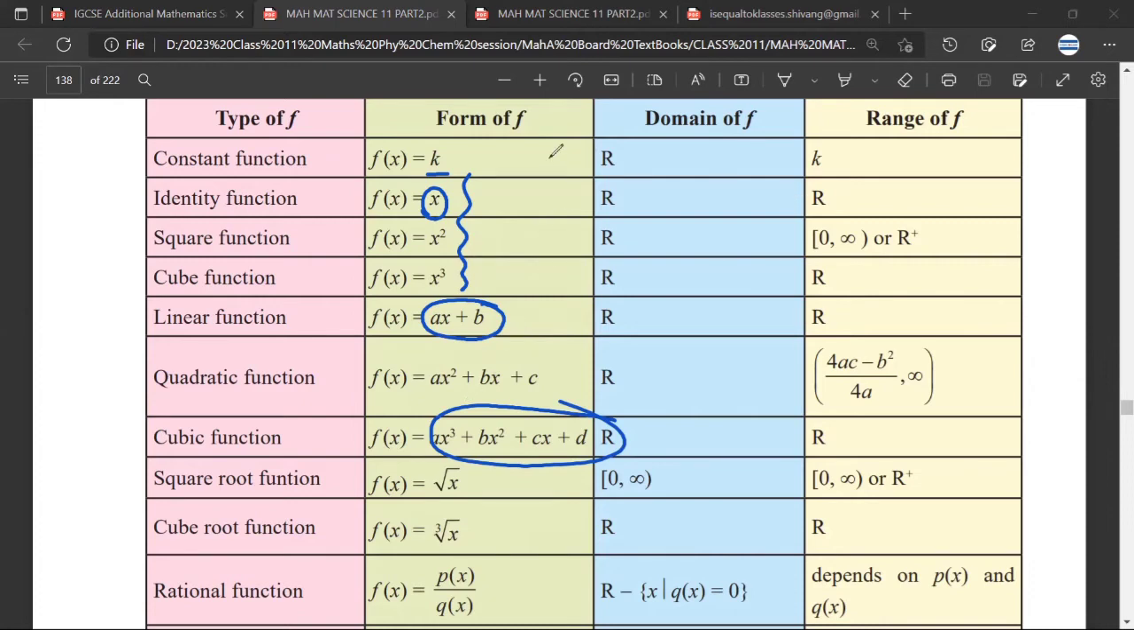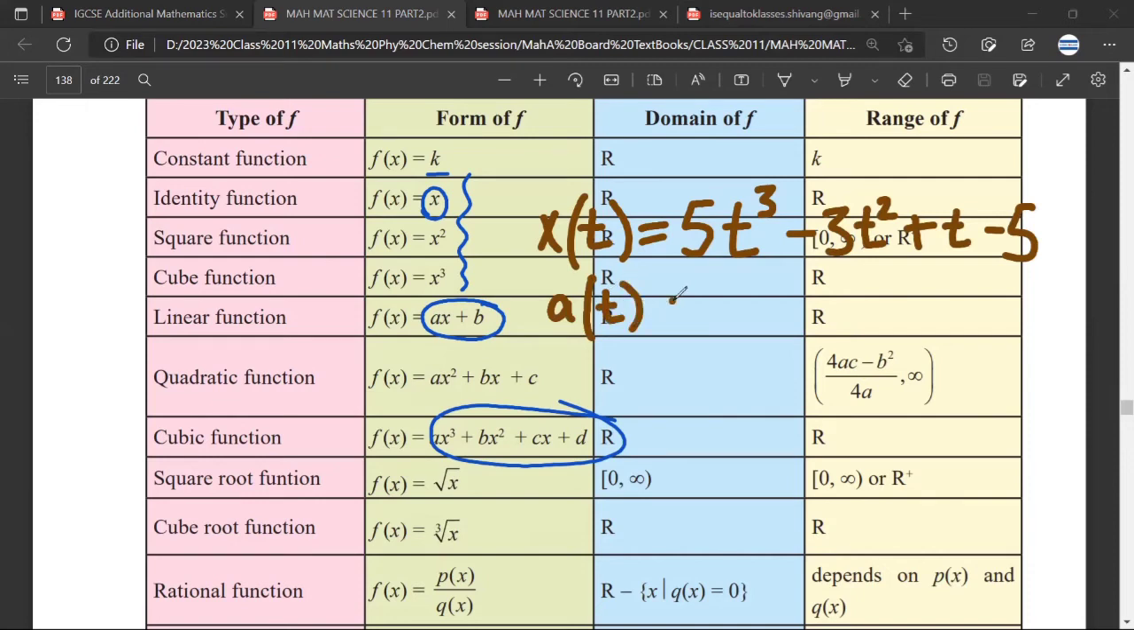So for example, I can give you a displacement function which looks something like this. It is a function of time, so I should write time here. I can give you a function like this: 5t cube minus 3t square plus t minus 5. Then what I ask is, what is the acceleration at time t is equal to 5 seconds? Are you getting what I am asking?